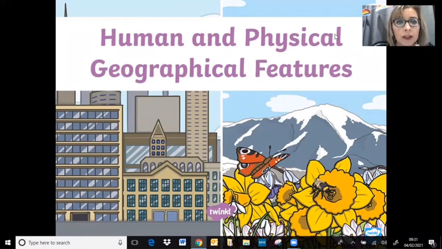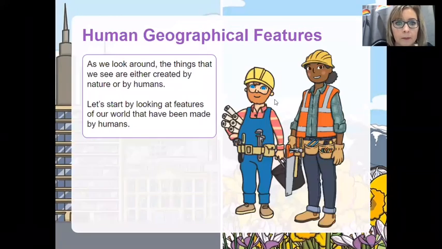So, human features are those that have been put there by people, like buildings and roads. Physical features are things that would occur naturally, so they would be there even if people weren't here. Okay? We're going to need to understand those in our lesson today.